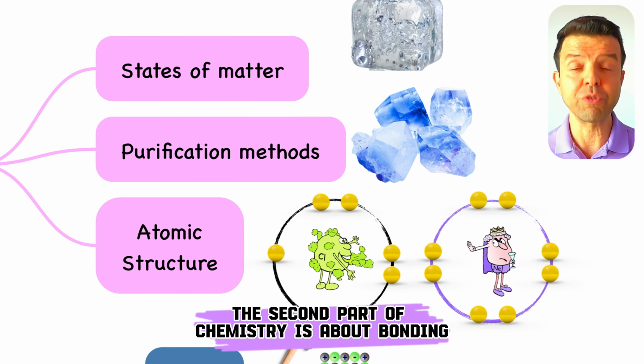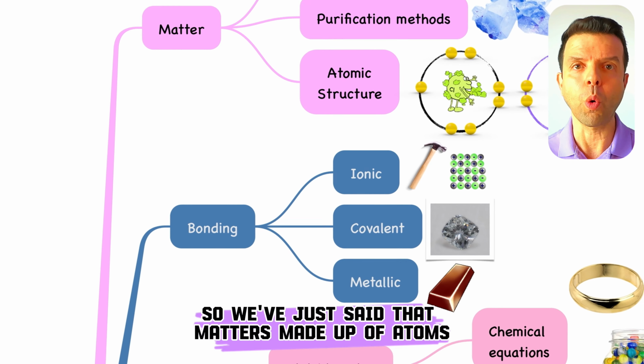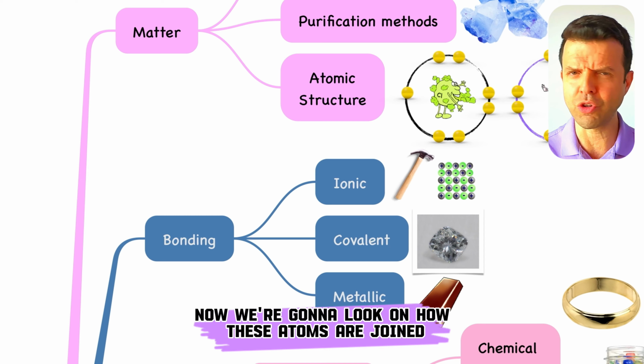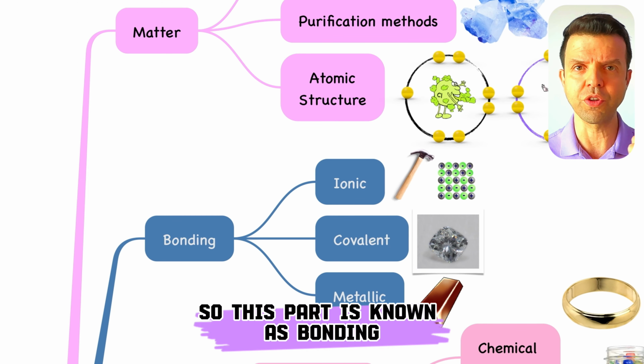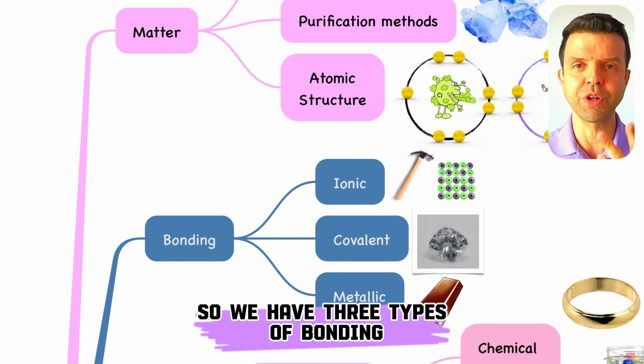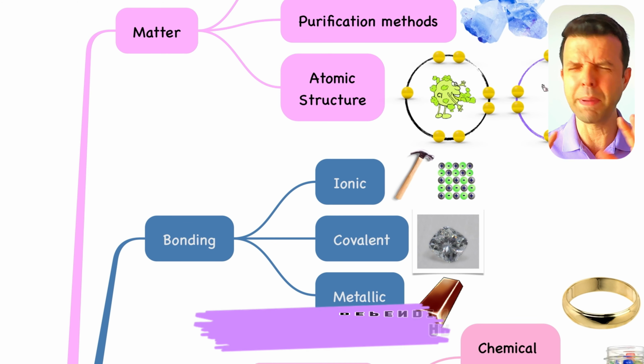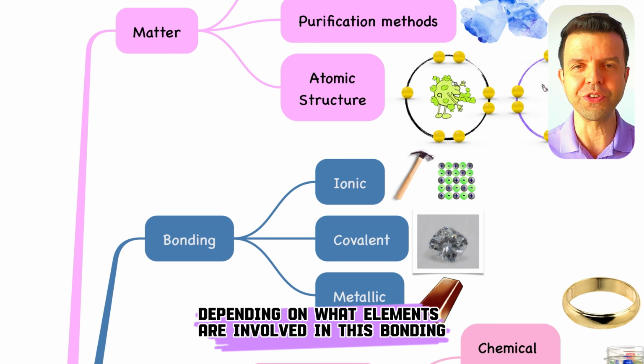The second part of chemistry is about bonding. So we've just said that matter is made up of atoms. Now we're going to look at how these atoms are joined, how they are bonded. So this part is known as bonding. So we have three types of bonding. You have what we call metallic, covalent, and ionic, depending on what elements are involved in this bonding.